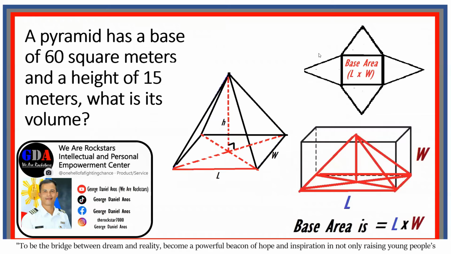Here on this slide, you can see the pyramid opening up, and to further reiterate what a base area is. The base area of this pyramid is no different from the base area of a rectangular or a square prism. So they also have this two-dimensional plane that can be solved by using the formula length times width.